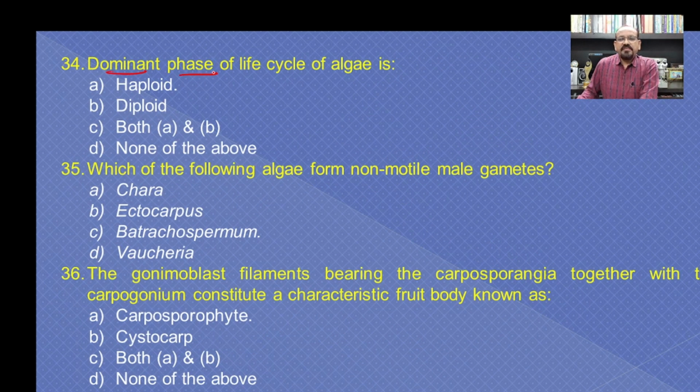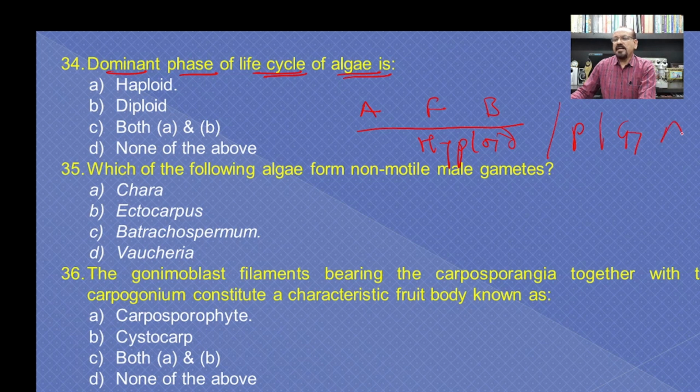Then, the dominant phase of the life cycle of algae is? If you see algae, fungi and bryophyta, the dominant phase of the life cycle is haploid, while in pteridophyta, gymnosperm and angiosperm, the dominant phase of the life cycle is sporophytic. So the answer becomes A.